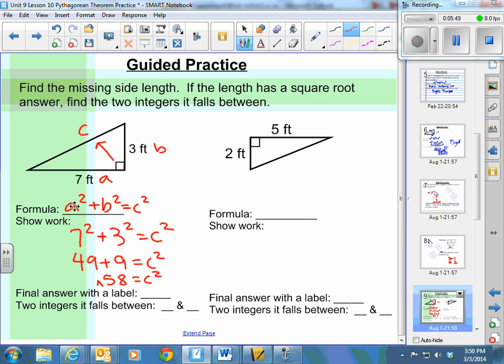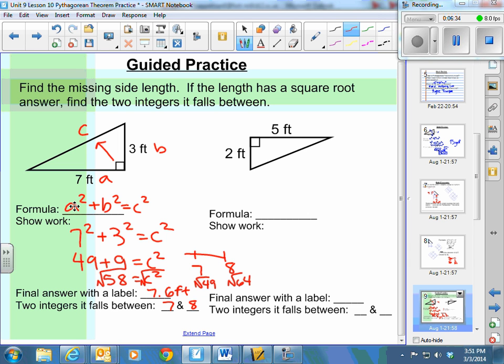And so we're going to need to figure out the square root of 58, which is going to be between the square root of 49 and the square root of 64. And so it's going to be slightly closer to the square root of 64. So we know it's going to be bigger than 7.5, so it's going to be approximately 7.6. And make sure you do a label of feet.